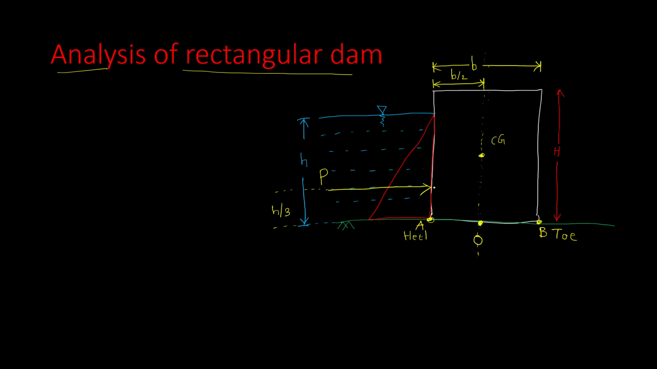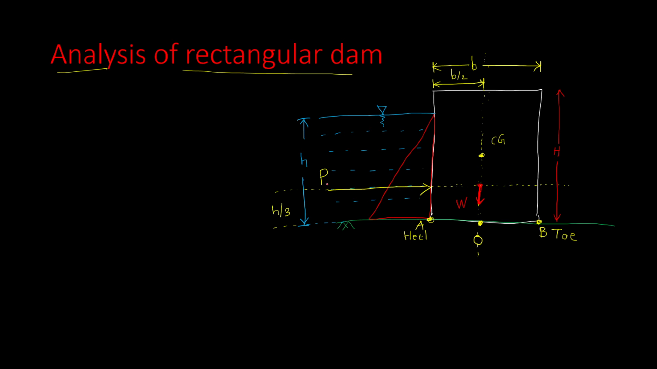Now what we'll do is we'll extend this line of action of force. As this dam is made up of concrete or some material, it will also have its own weight. That weight will be represented by W. So W represents the weight of the structure or the weight of the rectangular dam.